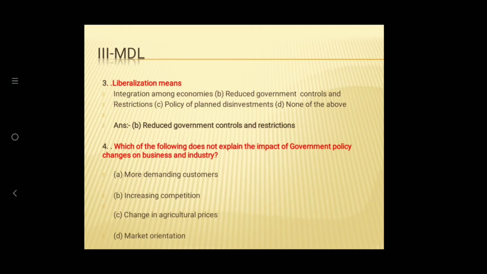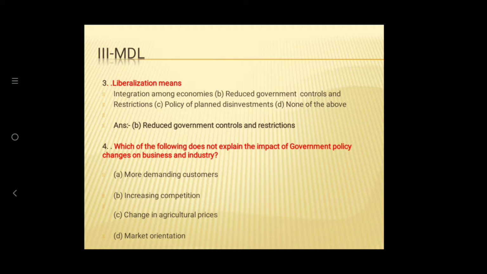Third question, liberalization means option A, integration among economies, option B, reduced government controls and restrictions, option C, policy of planned disinvestments, option D, none of the above. Answer B, reduced government controls and restrictions.